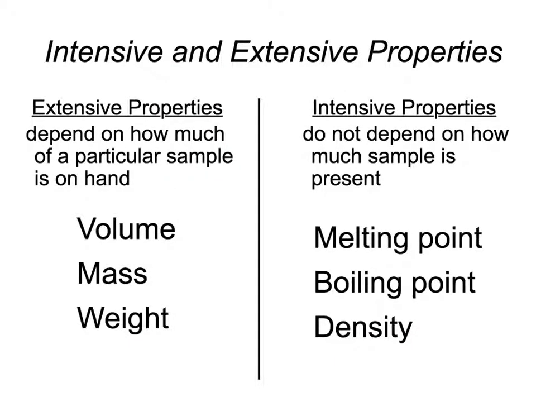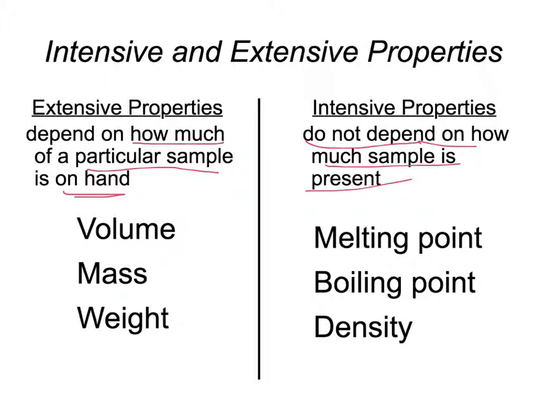In addition to physical and chemical properties, we also have intensive and extensive properties. The difference between the two is that one depends on how much material you have, and the other does not. An extensive property depends on how much of a particular sample you have on hand, and an intensive property does not. It does not depend on how much sample is present.